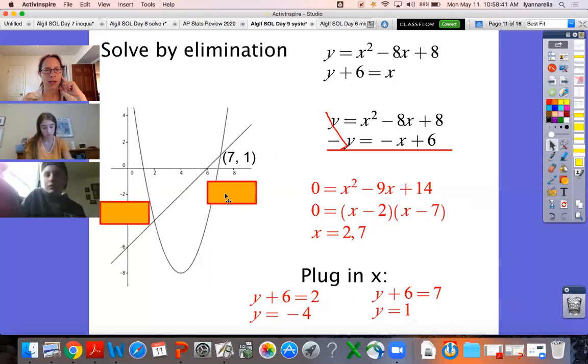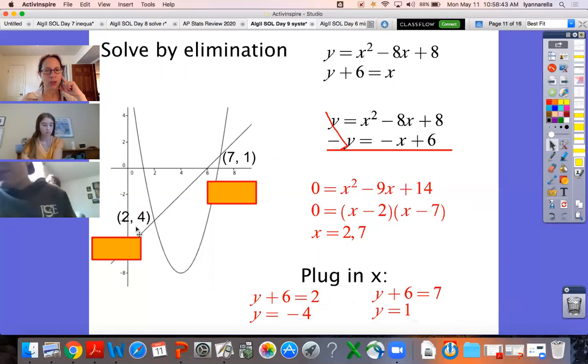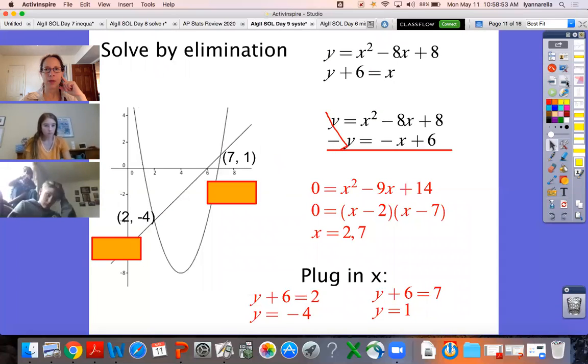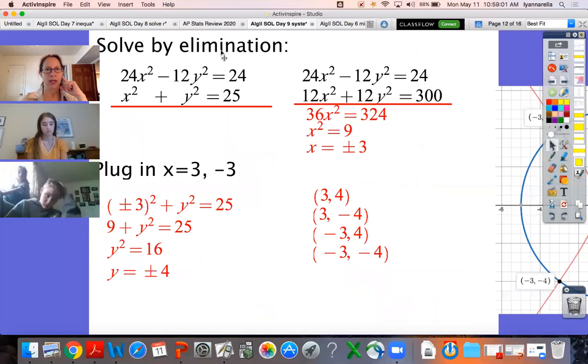And then again, I graphed it, and I did get these 2 points, 2, negative 4. That should say 2, negative 4. And 7, 1. Okay, but when I say solve by elimination, Desmos is a check. This is the work, this is the check. And we are almost there, guys.